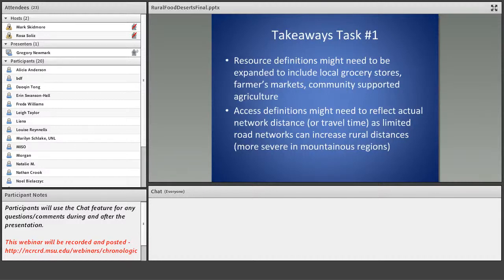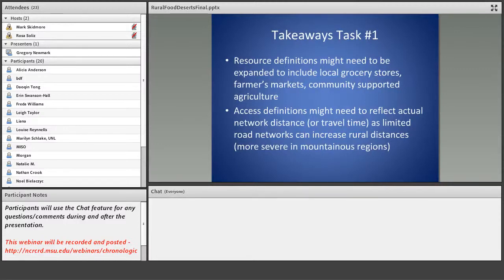So anyway, this was just our initial exploration of different types of definitions to give us ideas on how to redefine food deserts. And the takeaways from this were that it is important to include perhaps a broader mix of stores, not just supermarkets, but also, particularly in a rural context, local grocery stores, farmers markets, community-supported agriculture, and other types of food outlets that people use. And we also feel that the access definition should reflect the actual network distance or travel time. And this is particularly important as limited road networks can really increase distances in rural areas.